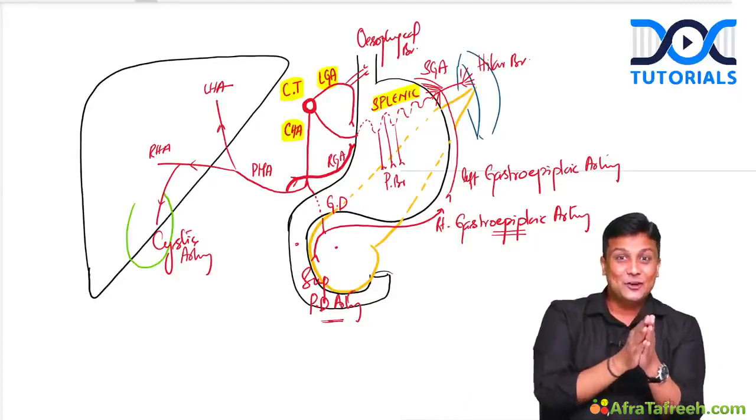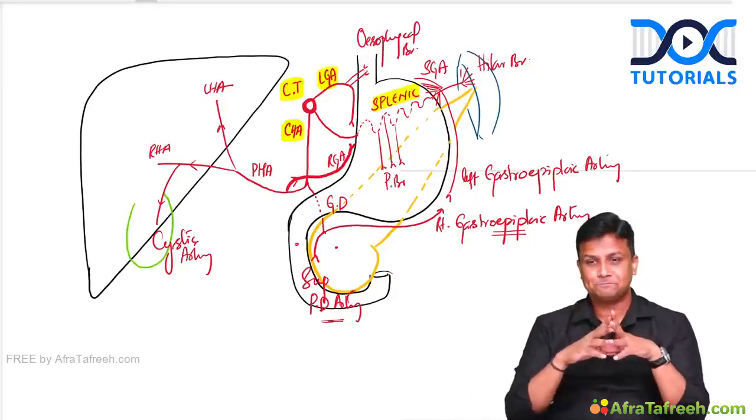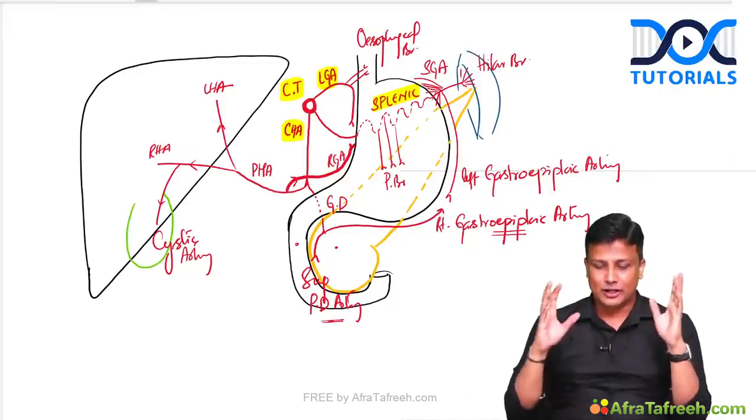Okay, so the celiac trunk with all its branches is the one which will be supplying the entire foregut. It is the one which is going to supply the entire foregut, guys.